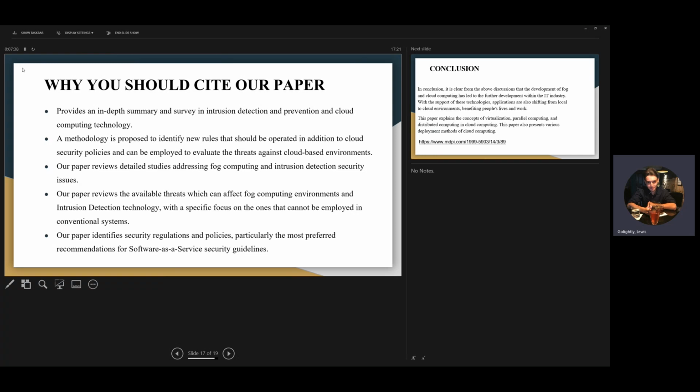It provides an in-depth summary and survey of intrusion detection and prevention in cloud computing technology. A methodology is proposed to identify new rules that should be operated in addition to the cloud security policies and can be employed to evaluate the threats against cloud-based environments.